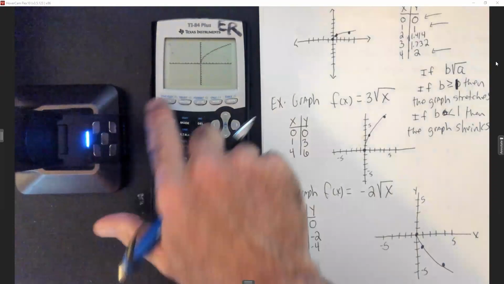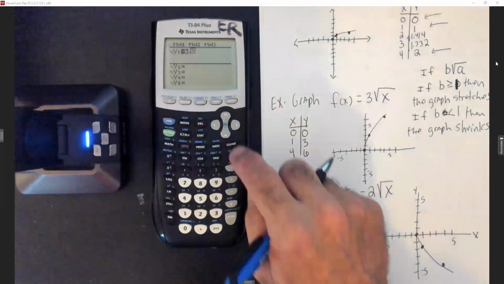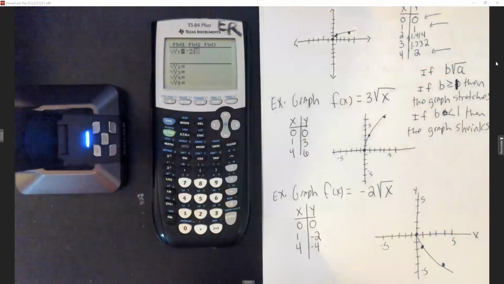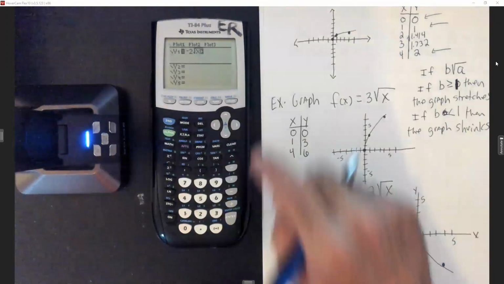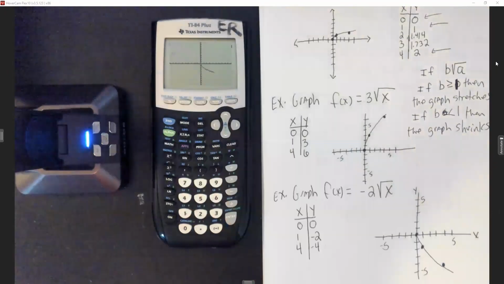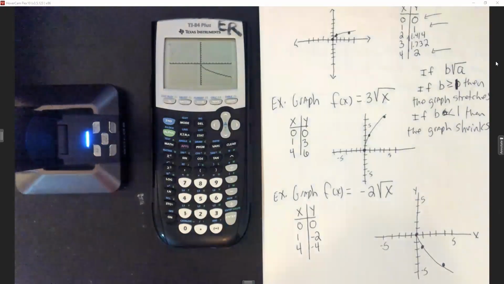So let's see what our calculator does. What do we have? Negative 2, second x squared to get the radical, and then my x. So I'm going to go straight to the graph. And y'all, there you go. All right, so let me give y'all a second, then I'm going to do some tricky ones here.